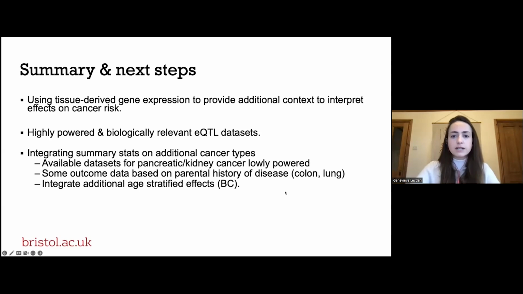So initially, one aim would be to integrate summary statistics for additional cancer types. So even in this analysis, available GWAS summary statistics for some cancer types were quite limited. And that was an issue in the study, particularly for pancreatic cancer and kidney cancer. To overcome that, some of the outcome data we used was based on parental history of disease. So that was the case for colorectal cancer and lung cancer.